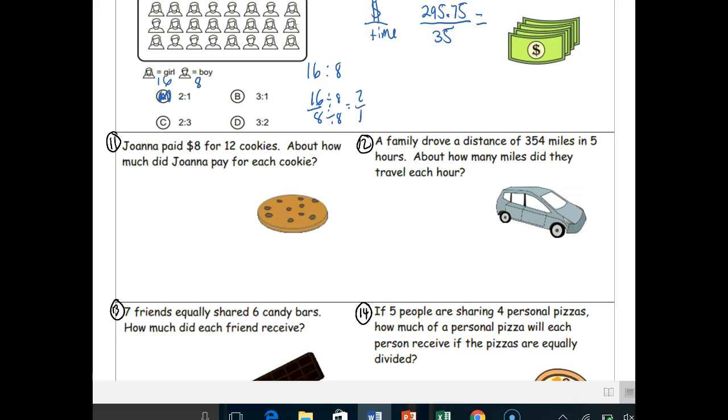Number 11, Joanna paid $8 for 12 cookies. About how much money did Joanna pay for each cookie? Again, we have to do our price, or dollars, divided by our quantity. And so we'll do $8 divided by 12 cookies. And it makes sense. Each cookie is going to be less than $1, right? Because if she paid $1 for every cookie, then she would have paid $12 for 12 cookies. So going ahead and doing this, we're going to figure out that she pays about 75 cents per cookie. And circle your answer so I can see it.